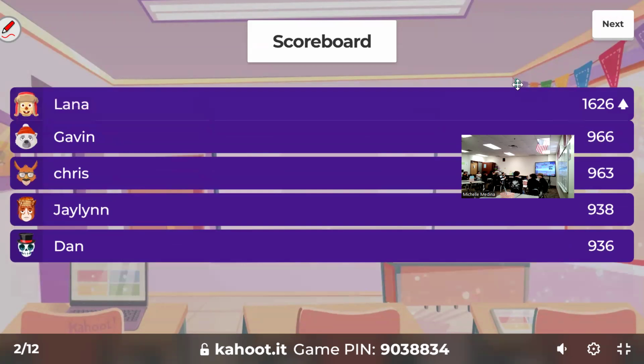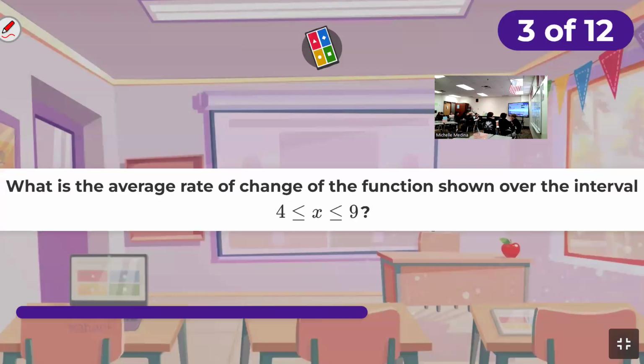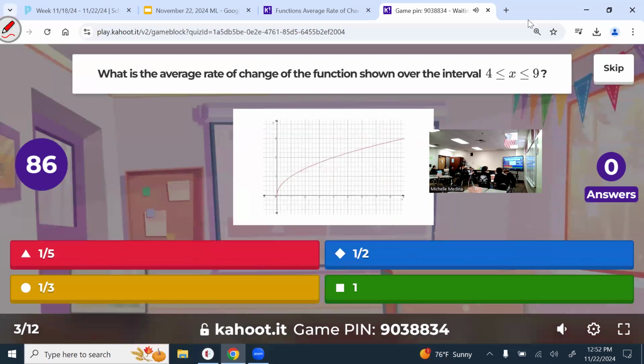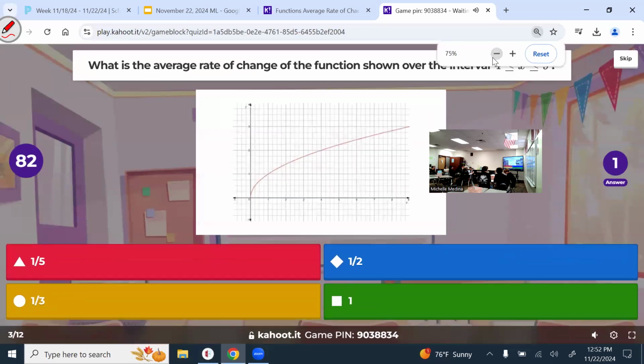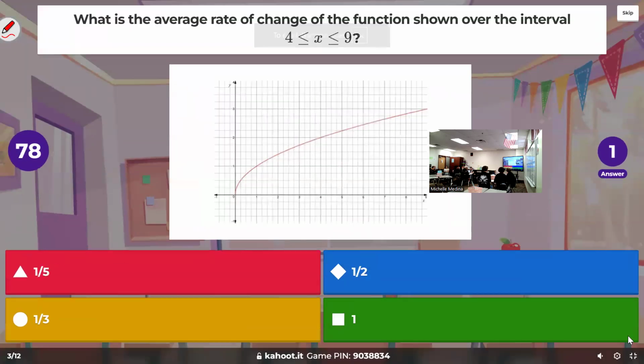All right. So what is the average rate of change of the function shown over the interval 4 less than or equal to x less than or equal to 9? I'll do my best to make it bigger. Sorry. That's as big as it'll go. So do your best. From 4 to 9.